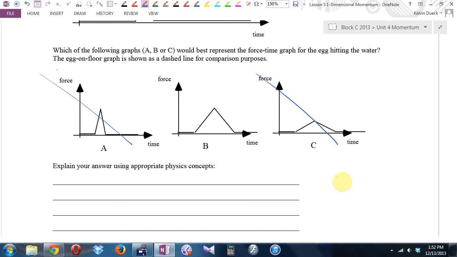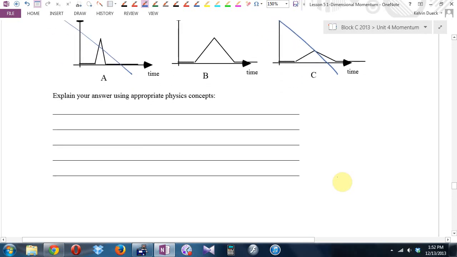But I like the thought question still, because, hey, replace eggs with seatbelts, replace eggs with crumple zones on cars. All crumple zones on cars are designed to do is make the collision last a little longer. It says explain your answer using appropriate physics concepts. I think we just did.